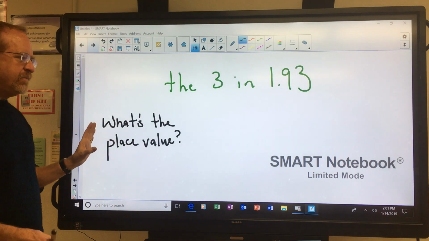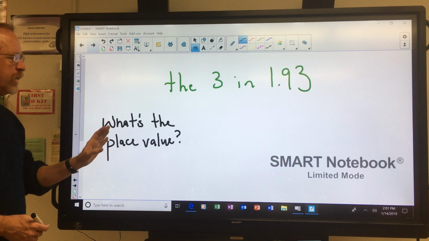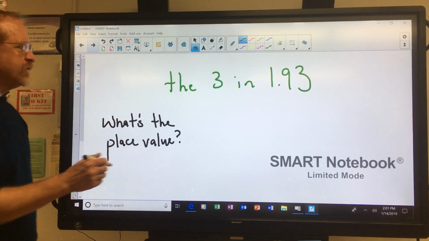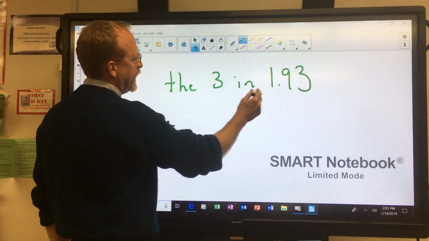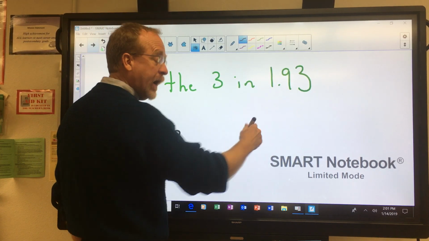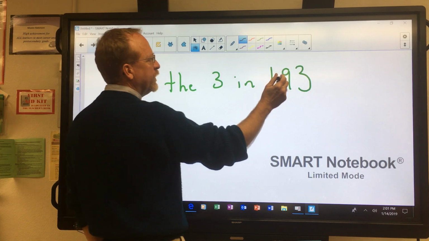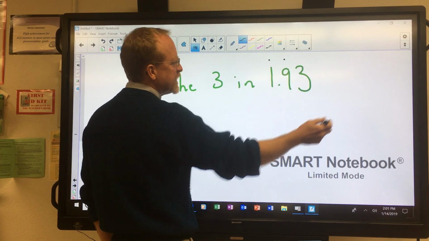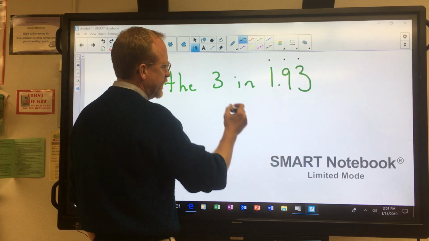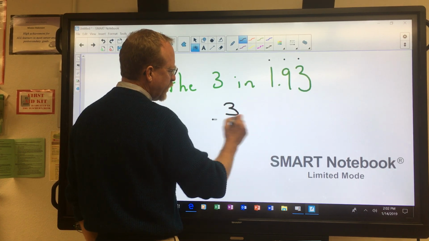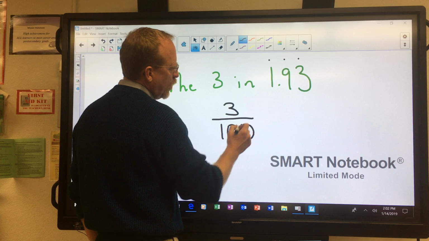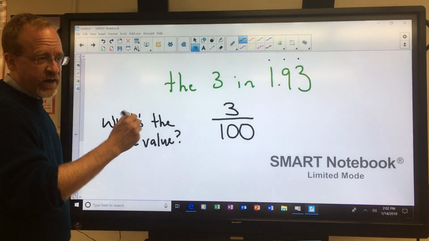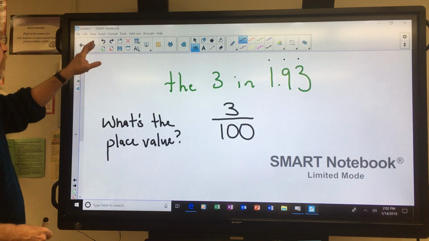Now, you have 3 different things you're doing on page 40. One of the things you have to do is to identify the value of a number. So the first one is the 3 in 1.93. How much is that worth? Well, if we look at our chart, we know this is the ones, this is the tenths, and this is the hundredths. So that 3 is worth 3 hundredths. You could put it 3 over 100, or you could write it out, 3 hundredths.